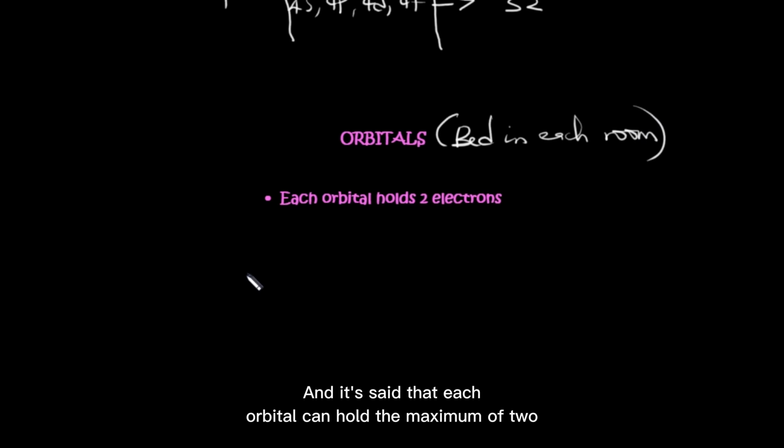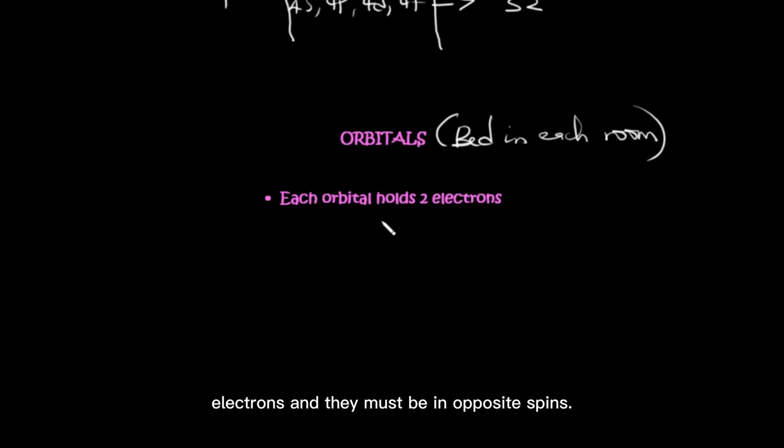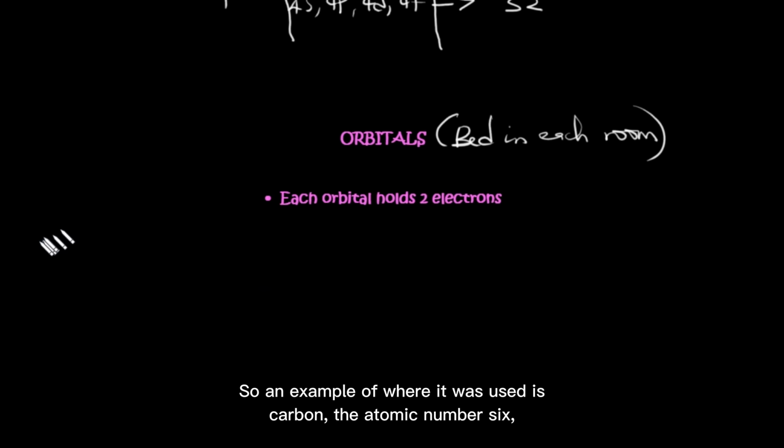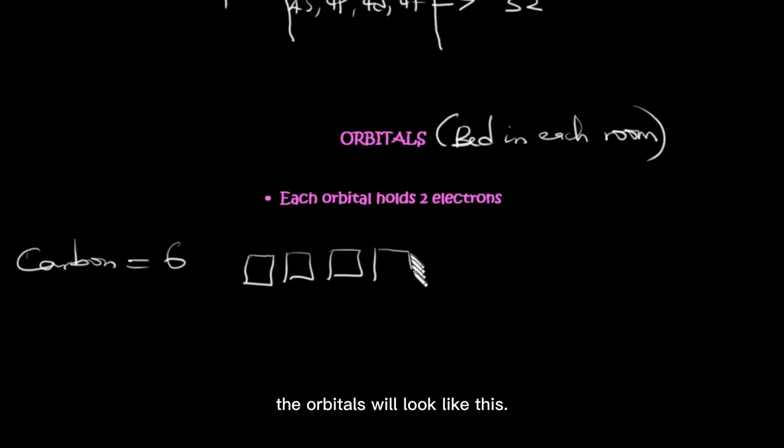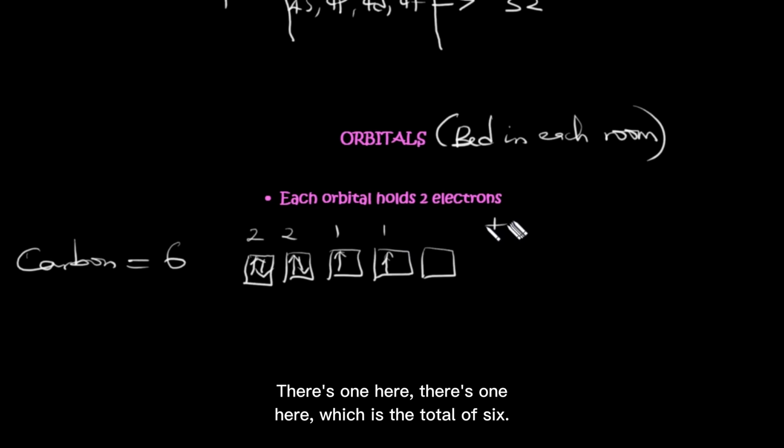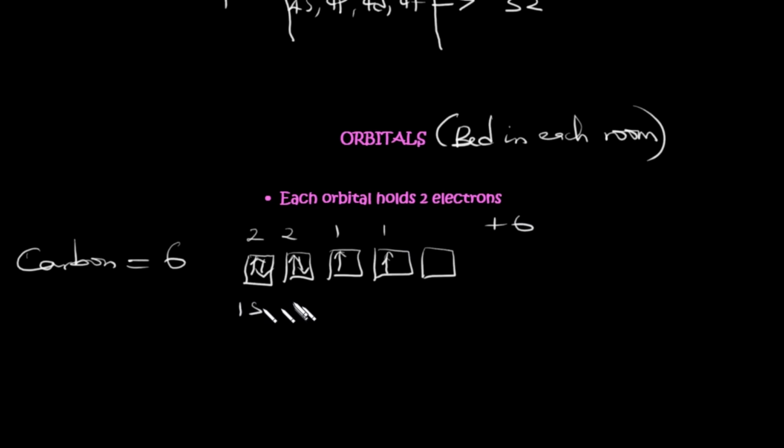It is said that each orbital can hold a maximum of 2 electrons, and they must be in opposite spins, which is the Pauli exclusion principle. An example of where it was used: carbon, atomic number 6. The orbitals will look like this. These are the electrons. There's 2 here, there's 2 here, there's 1 here, there's 1 here, which is a total of 6. This is the 1s, this is the 2s.